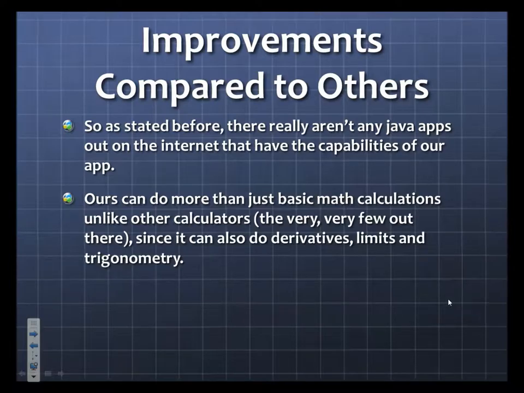So the other apps out there, as stated before, there weren't many, but even compared to calculators that aren't on the computer, like the TIs, some of them don't even calculate derivatives. They give you a derivative at a point. They don't give you the function, like the equation of a derivative of another equation. They don't help you with limits. If you ask for the limit at a certain point, they don't tend to do that. And trigonometry wise, the hand calculators do, but on computers you don't see many Java applications that do trigonometry.